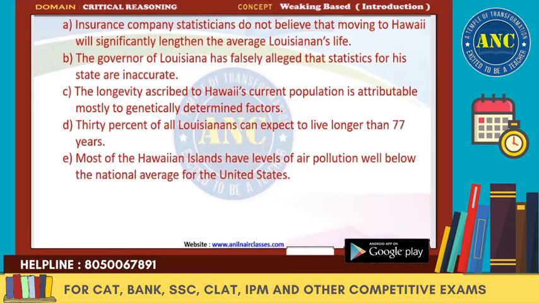Look at option C. The longevity ascribed to Hawaii's current population is attributable mostly to genetically determined factors. Now, this option suggests that a significant proportion of Hawaii's population is genetically predisposed to be long-lived. And since Louisianans are not necessarily so predisposed, and since the Louisianans' children will acquire their genetic characteristics from their parents, not from their birthplace, this choice definitely presents a reason to doubt that Hawaiian-born children of native Louisianans will have an increased life expectancy. Hence, this will be the best choice.